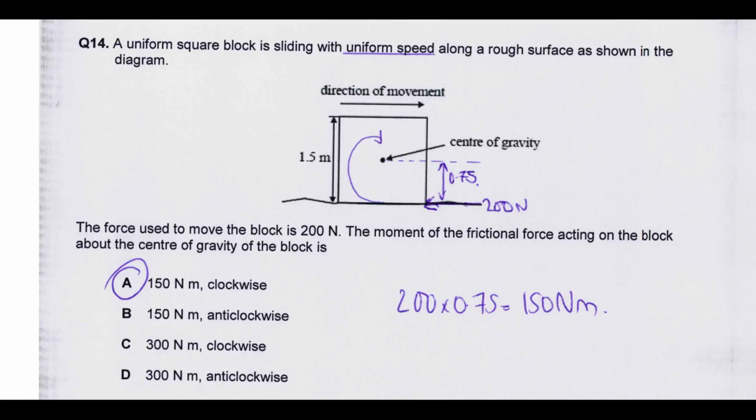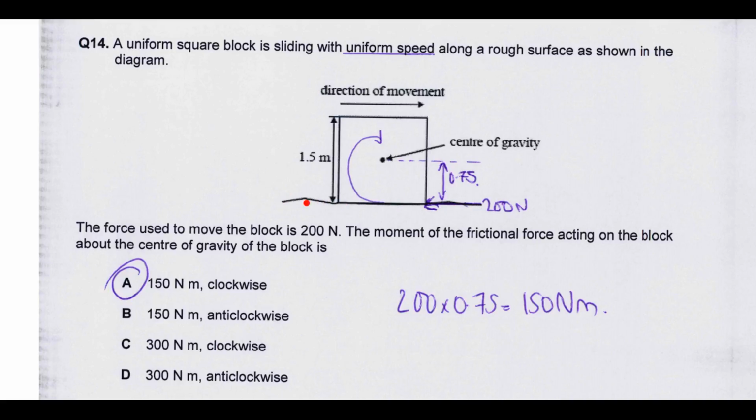And then you want to work out what the moment of the frictional force is acting on the block about the center of gravity. So if the forward force of 200 newtons is acting to the right, because that's the direction of movement, friction always opposes the movement, so it must be 200 newtons to the left. And friction acts at the point two objects are in contact with each other. So that's going to be in contact with the ground along this line here, so the frictional force has to act somewhere along here, and it has to act to the left.